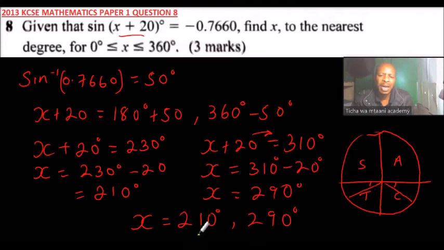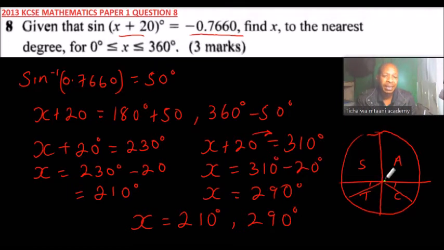Why? Because if you take 210, you add 20, you get 230. When you get the sine of 230, it will give you negative 0.7660. 290, you add 20, it will be 310. When you get the sine of 310, it is equal to negative 0.7660.